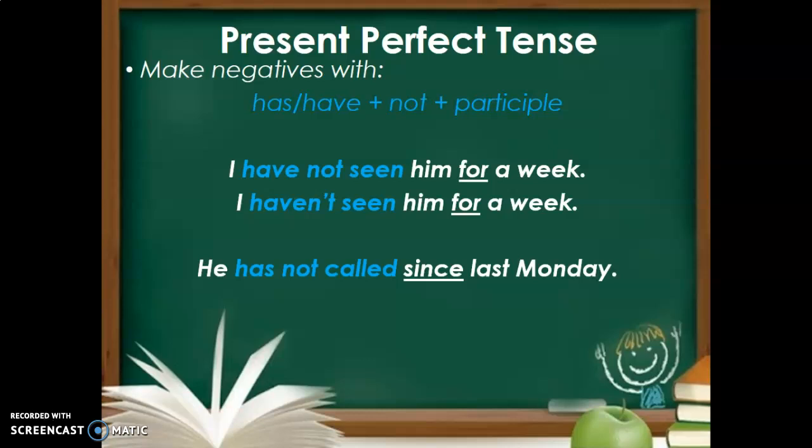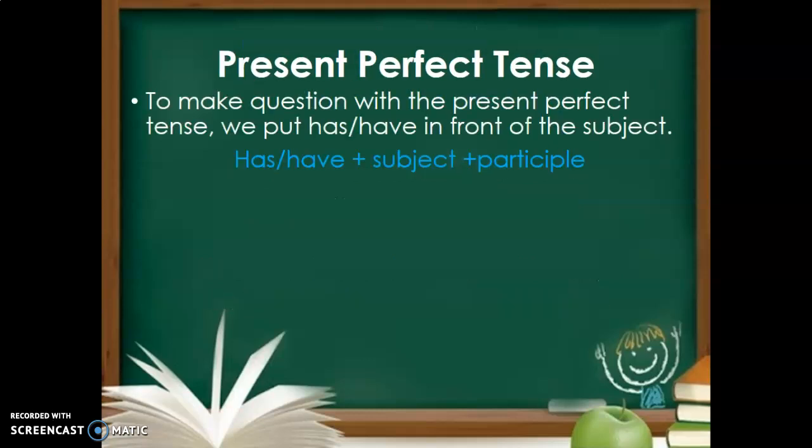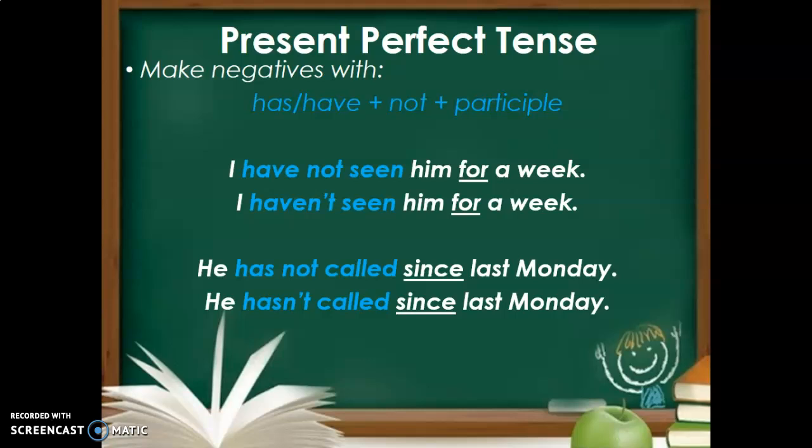We have another example. He has not called since last Monday. Here we have a different subject. We have he. That's why we're using has. Not called. Called, which is the past participle, or past tense, which is the same. Since last Monday. Another time phrase that we use for present perfect tense is since. Since last Monday, since last Friday, since last week. Contraction form, sorry. He hasn't called since last Monday.